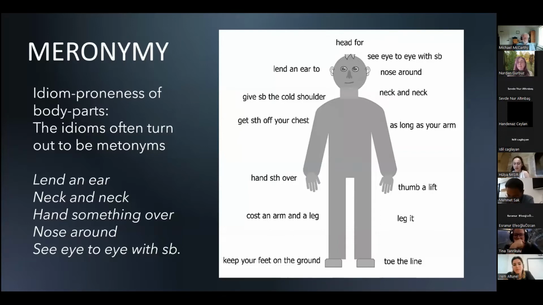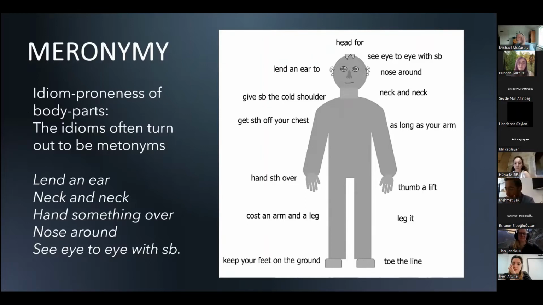So let's have a look at Meronymy, and I've chosen here as examples of Meronymy the human body and all the various parts of the human body. And what is interesting about these parts of the human body is that almost every one of them gives rise to an idiom of some sort. So if you look at this funny diagram here, we've got the head, and we can talk about heading for a place. We've got the ear. You can lend an ear to somebody to listen to them.